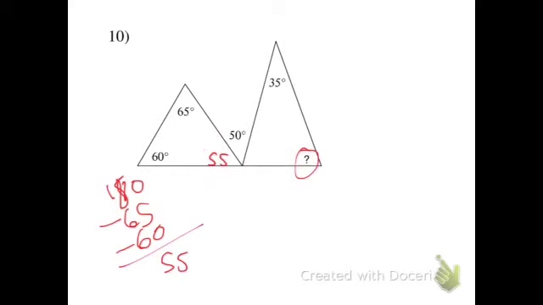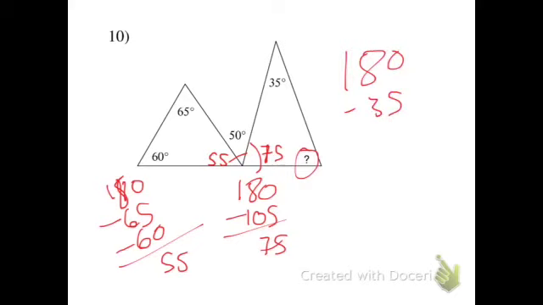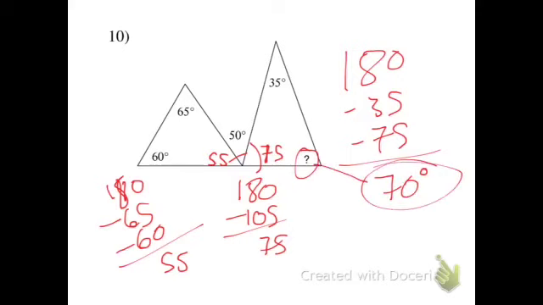55 plus 50 is 105. And that's going to make this last angle here, well, you take 180 minus the 105. You're going to get 75. So this angle here is 75, which means we can use those two angles to get the last one, because all the angles had to add up to be 180. So take 180 minus off the 35, minus off the 75. You're going to get the magical number of 70 degrees for your question mark. And we're going to stop there.